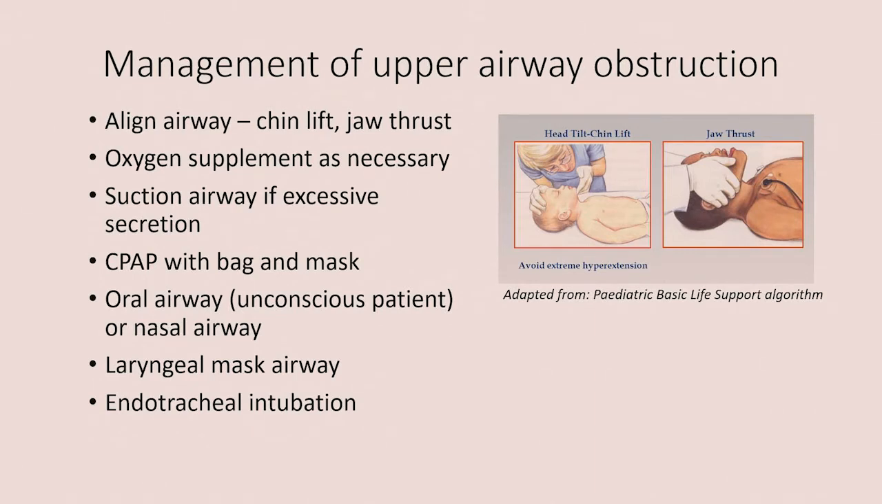Further measures of managing upper airway obstruction include giving oxygen, and suctioning if excessive secretions are present. If the condition does not improve, then we can proceed to CPAP or an oral or nasopharyngeal airway. Finally, for more support, the child may need a laryngeal mask airway or even endotracheal intubation.